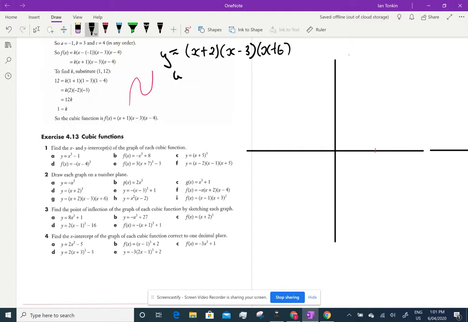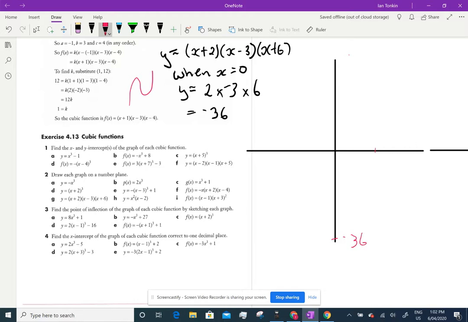When x equals 0, I'll get the y-intercept. Well, when x equals 0, y equals 0 plus 2, or 2, 0 minus 3, or minus 3, 0 plus 6, or 6. Oh, negative 36. All right, so negative 36. Wow, way down here.